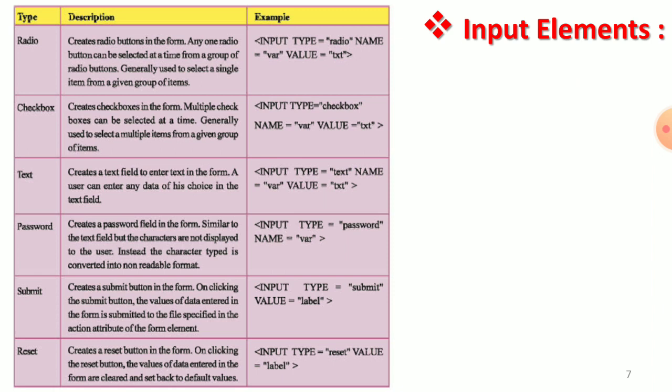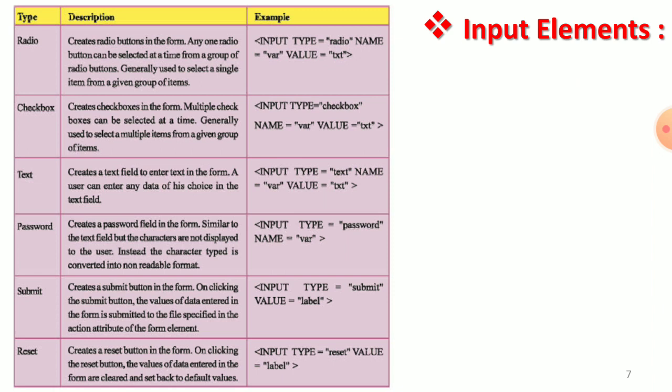Next is a text box. Creates a text field to enter text in the form. A user can enter any data of his choice in the text field. That is a text. Next is a password. Creates a password field in the form similar to the text field, but the characters are not displayed to the users. Instead, the character type is converted into non-readable format. That is a password.